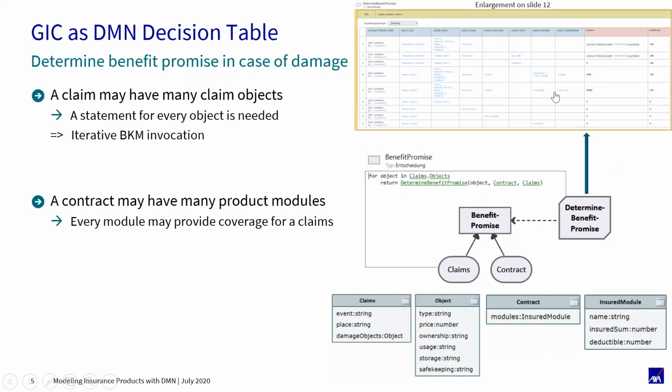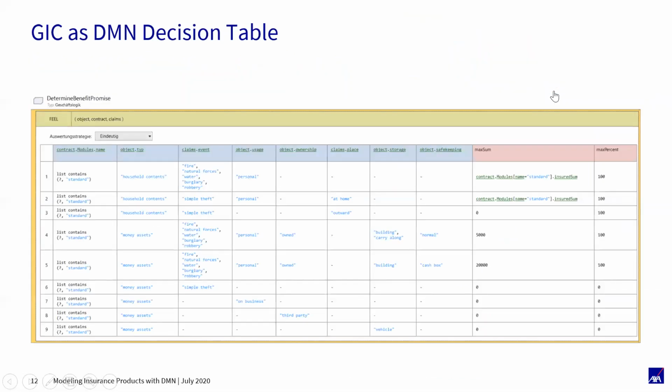And now we can have a closer look at this decision table. So the content of the decision table is pretty similar to the content of the tabular representation we already discussed, with a few exceptions. In order to address the correct insured product module, we must use the list contains function here in the first column. And to address the correct insurance sum, we must use a filter function here in the first output column.